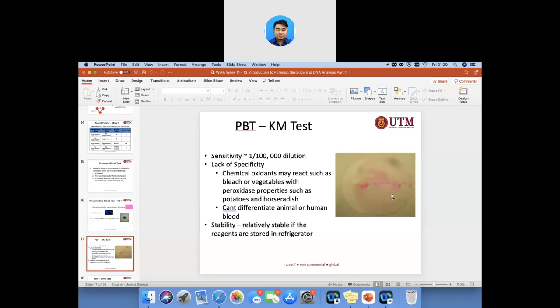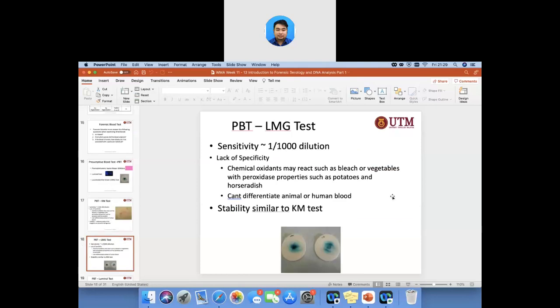Usually we have this Kastle-Meyer solution. The leucomalachite green test is the same. When you test it, it will change to green, then it is blood. So you have answered the first question, whether it is blood or not.